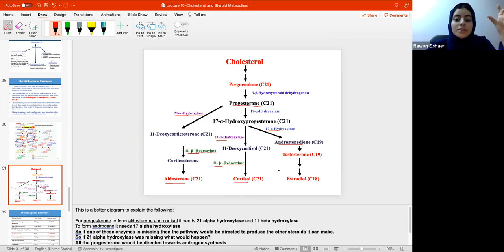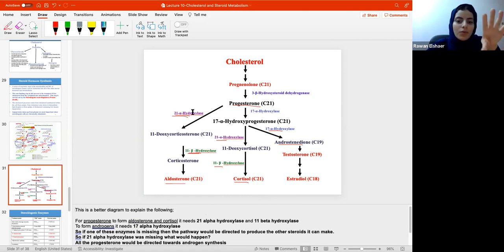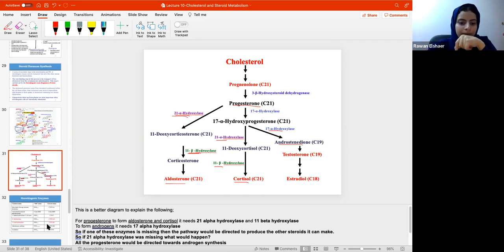This disease has multiple causes, gene-wise. A defect in this enzyme can cause it, or a defect in this enzyme can cause it. And we'll actually discuss what it means. But right now, what I want you to know is that when one enzyme is missing, the pathway gets directed to whatever enzyme is there and available.